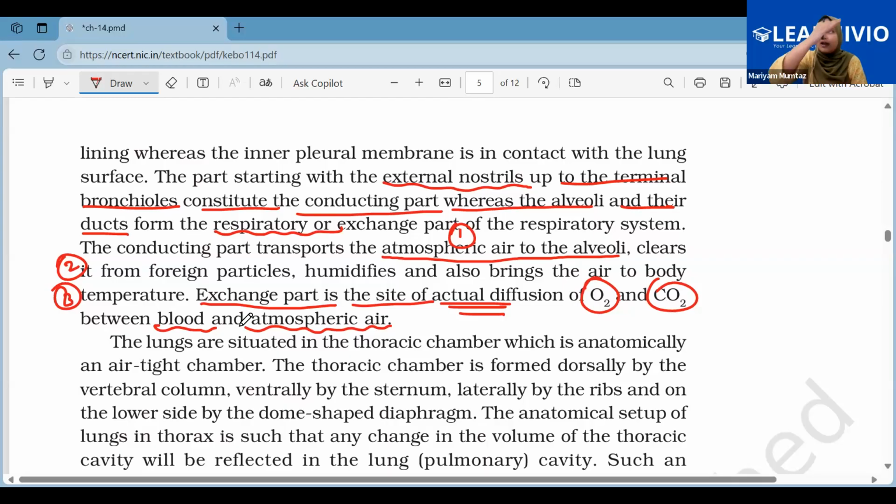Now once the air travels the entire conducting pathway and reaches the alveoli, then the exchange of gases will happen. From the alveoli, the oxygen will move into the blood, and from the blood, the CO2 will go into the alveoli, like that. So what is happening? Diffusion is happening. And do you remember the definition of diffusion? What is the definition of diffusion?